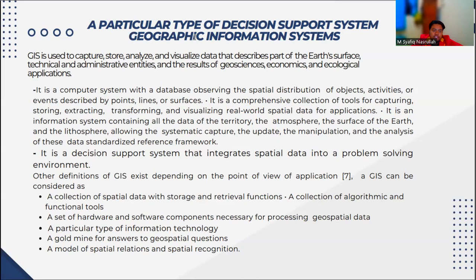A GIS can be considered as: one, a collection of spatial data with storage and retrieval functions, a collection of algorithmic and functional tools. Number two, a set of hardware and software components necessary for processing geospatial data. Three, a particular type of information technology. Four, a gold mine for answers to geospatial questions. And number five, or the last one, a model of spatial relations and spatial recognition. Next one.